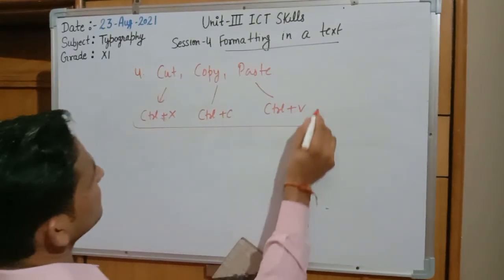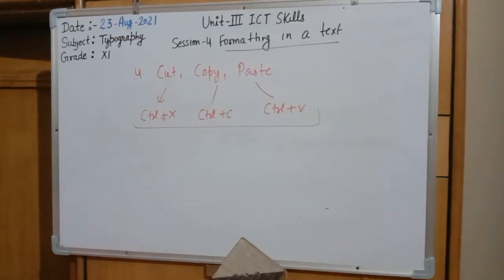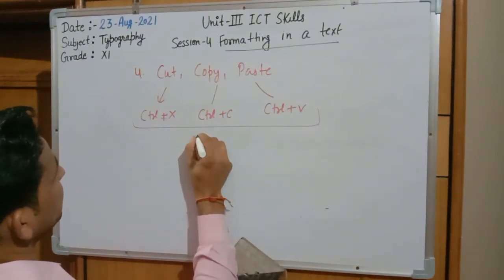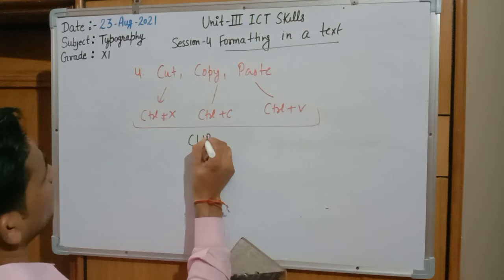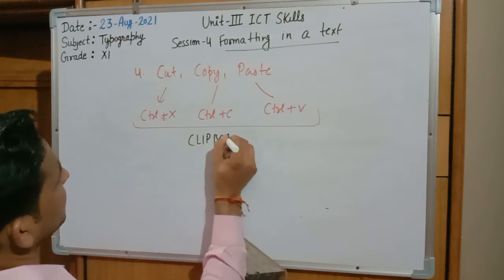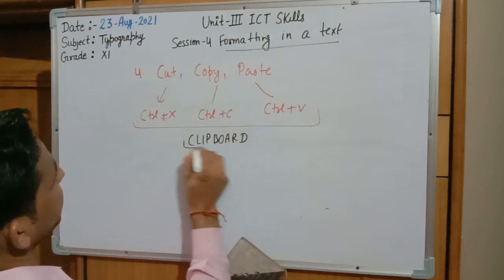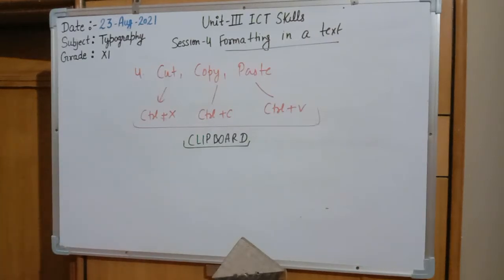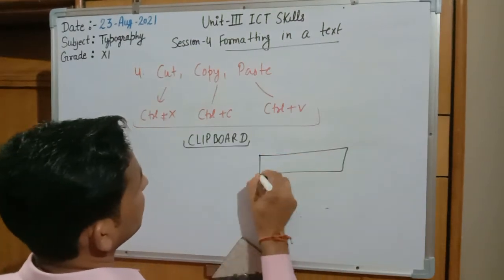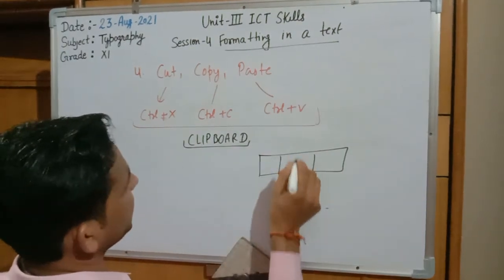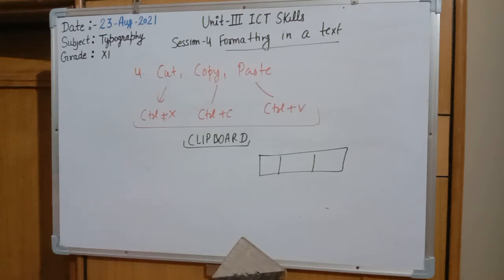Now one more question: where will the text go when we cut or copy? The text will go to the clipboard after a cut or copy operation. It will be saved in the clipboard. Otherwise, on your screen, icons are also there for the cut and paste options. We can do cut, copy and paste from there also.